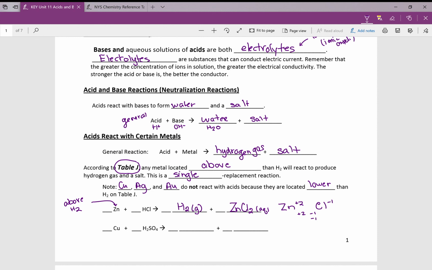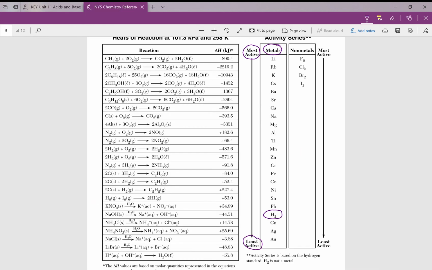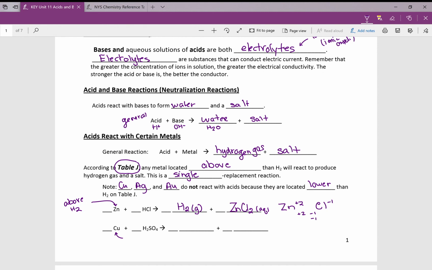If we look at this next one, we're going to focus in on copper, which is one of the ones that we listed. It falls below H2 on Table J, so that means copper will not be able to undergo this reaction with H2SO4, sulfuric acid. So here, we would write no reaction. It wouldn't produce hydrogen gas or a copper compound.